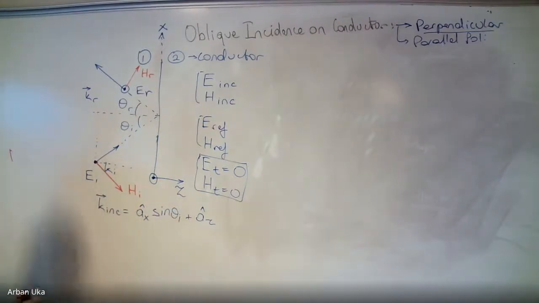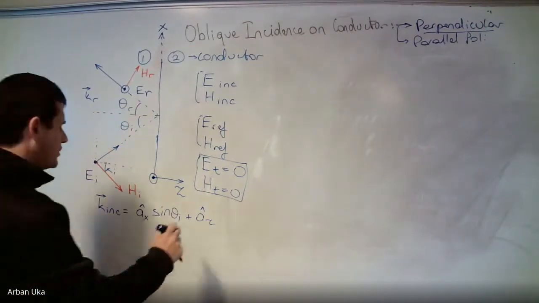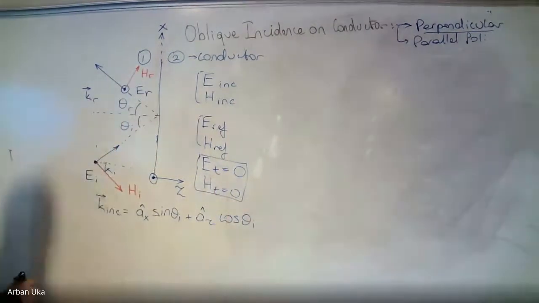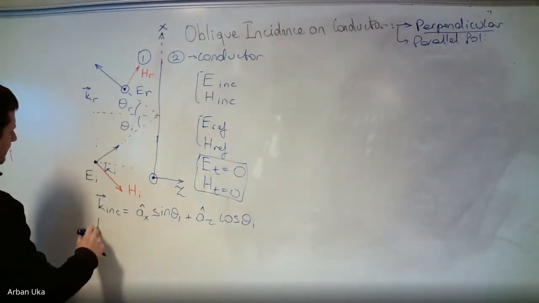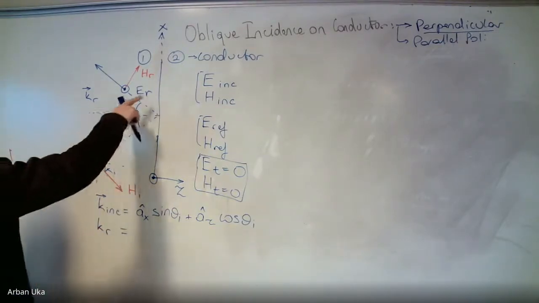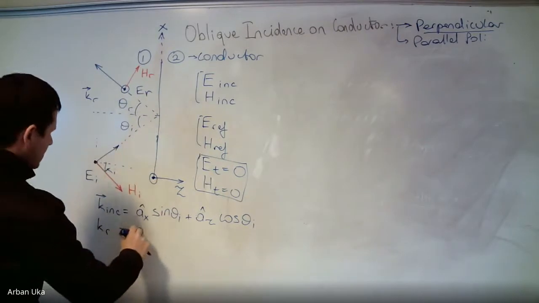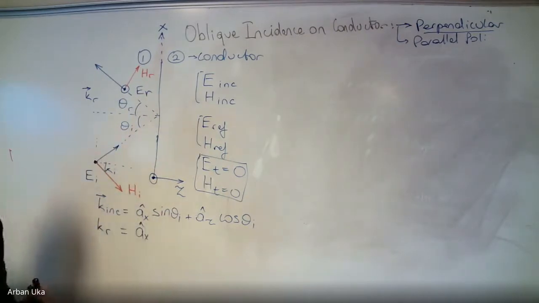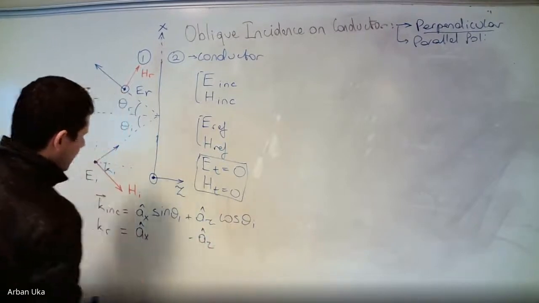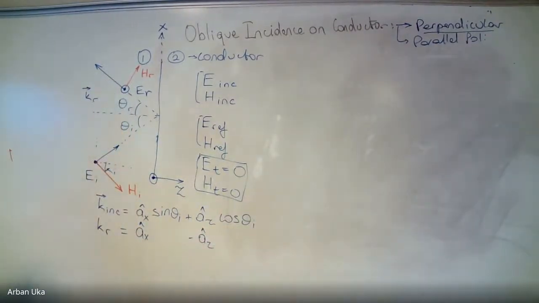This is sine theta I, and the projection of the K vector along the z-axis is going to be cosine theta I. Okay? And regarding the reflected K, the reflected K vector is pointing along the positive AX, and along the negative AZ, so here we have minus AZ. But now we have to determine the projections, so here we have X and Z.